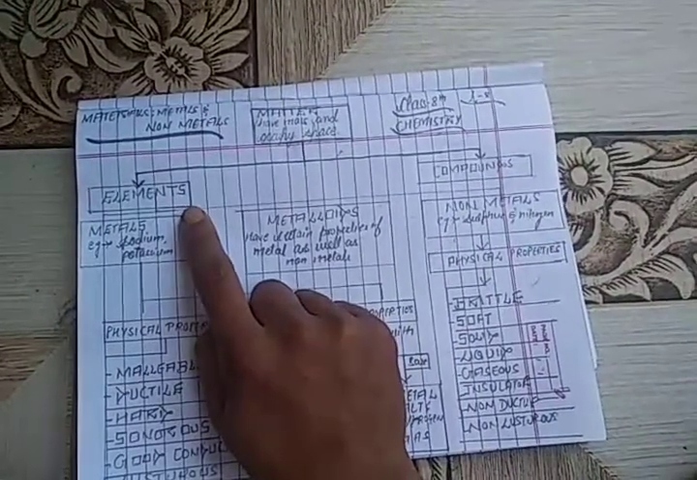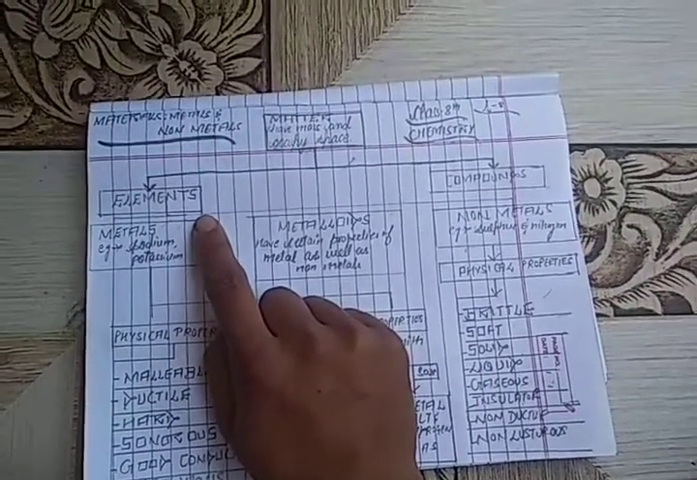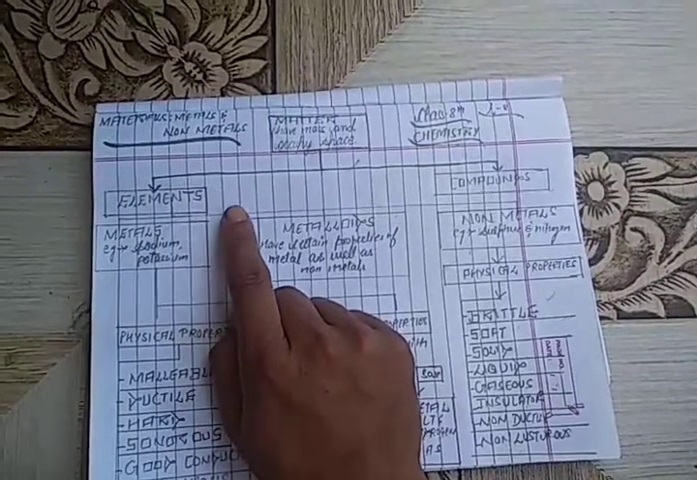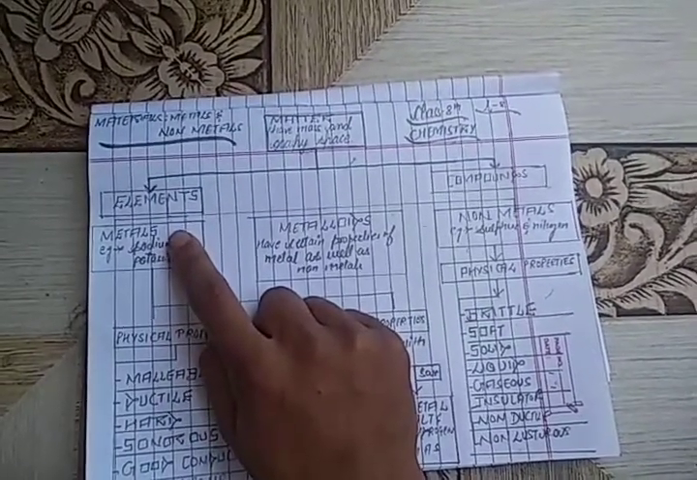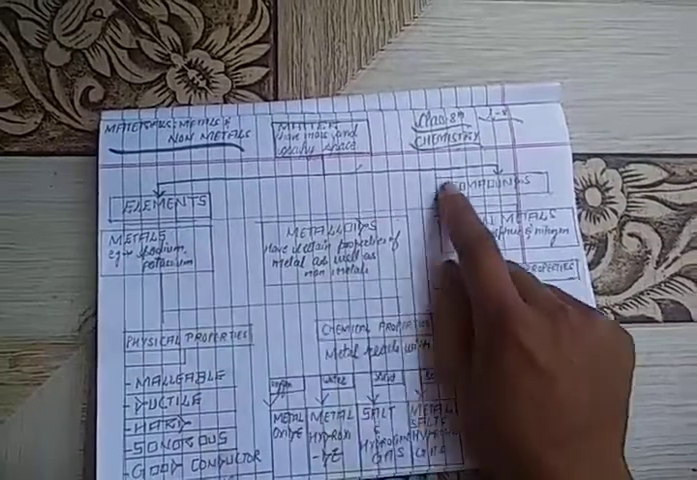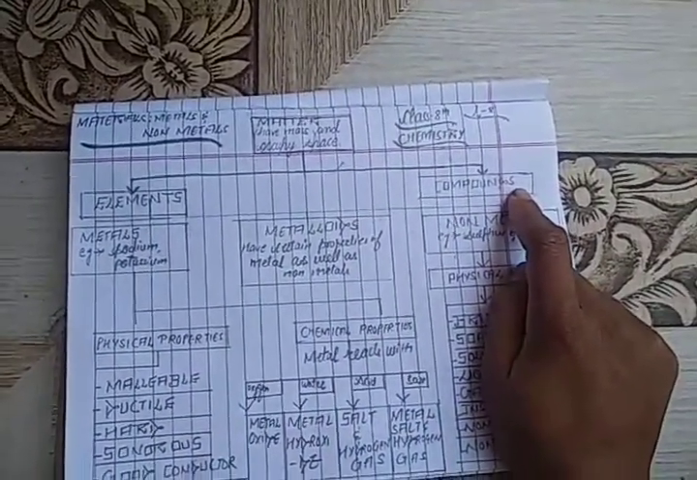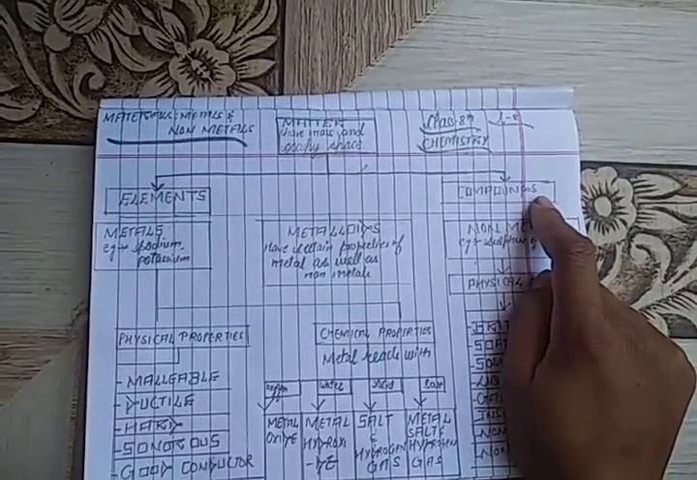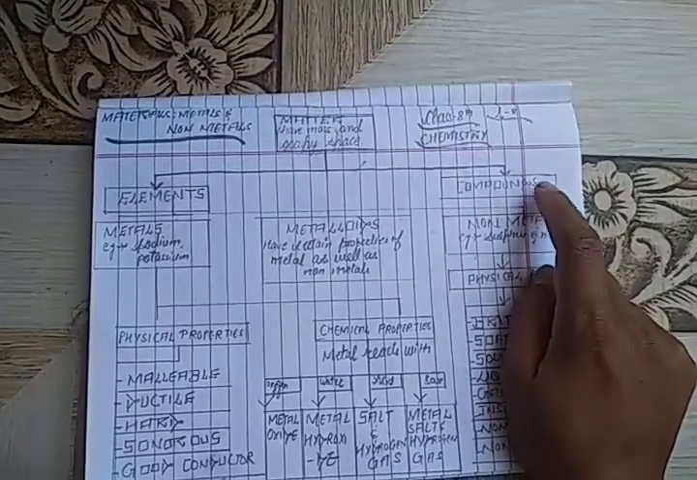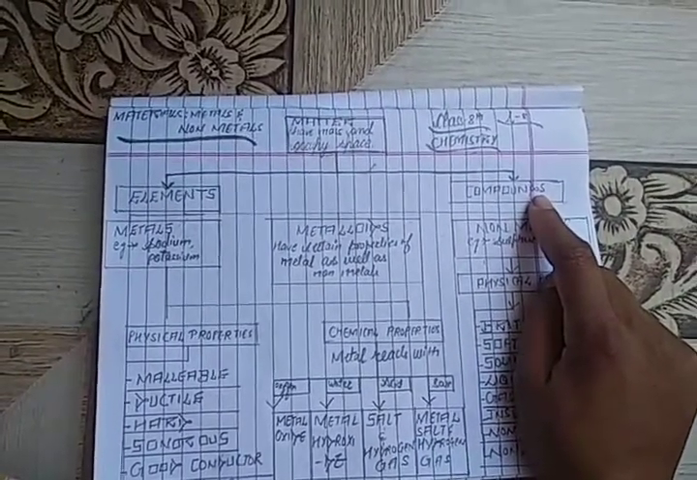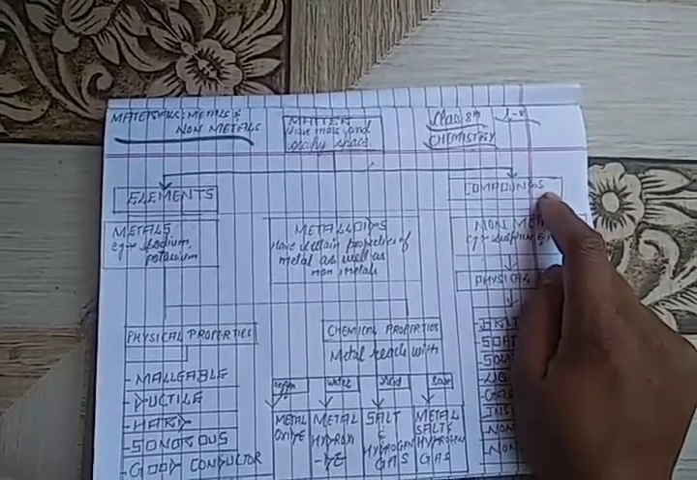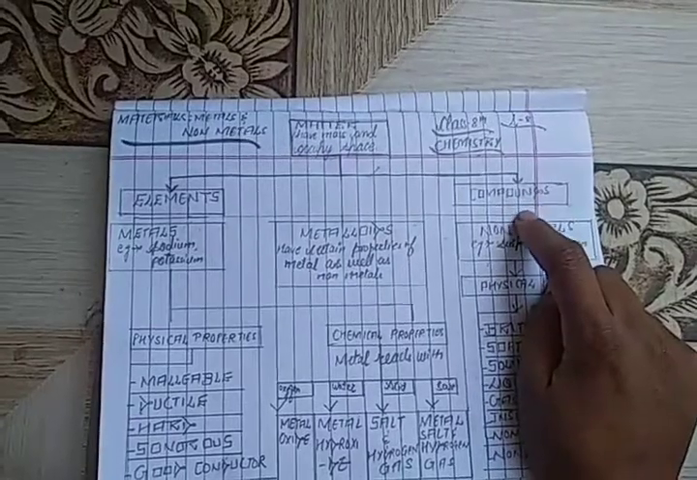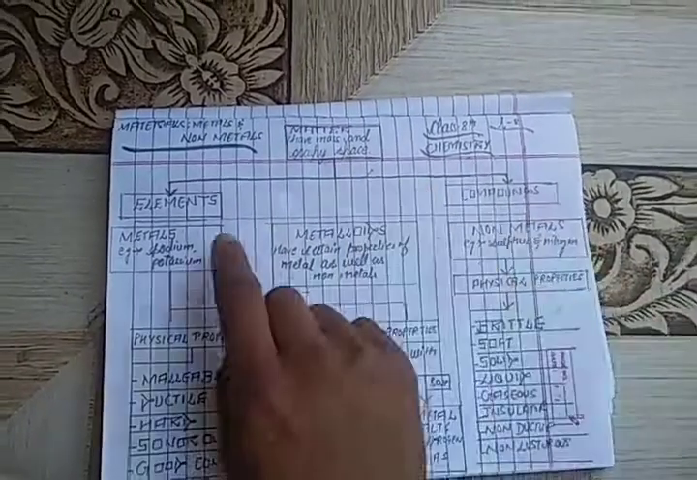Elements like hydrogen, carbon, oxygen, sulfur, all these are elements. When these get combined with each other, they form compounds like water, where two hydrogen atoms and one oxygen atom are there. Methane, CH4, where one carbon atom and four hydrogen atoms are there. When they combine, they form compounds.